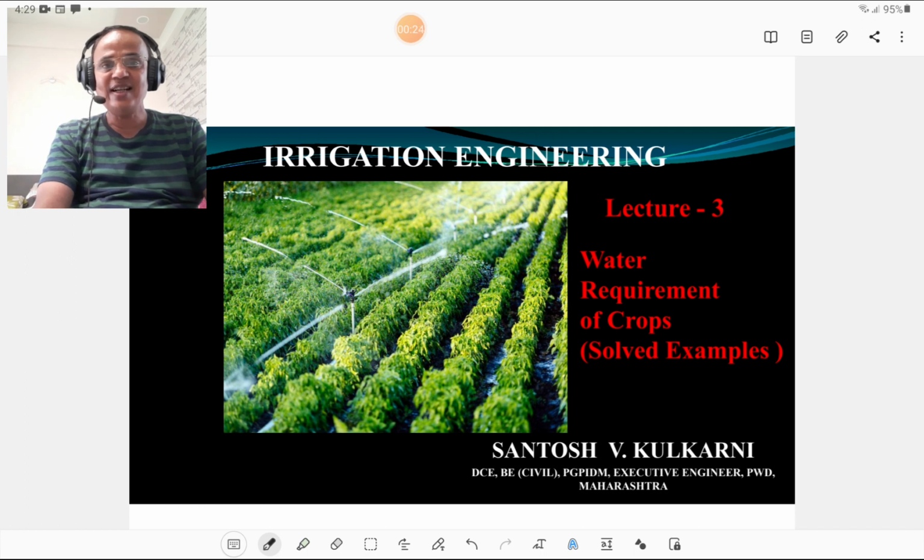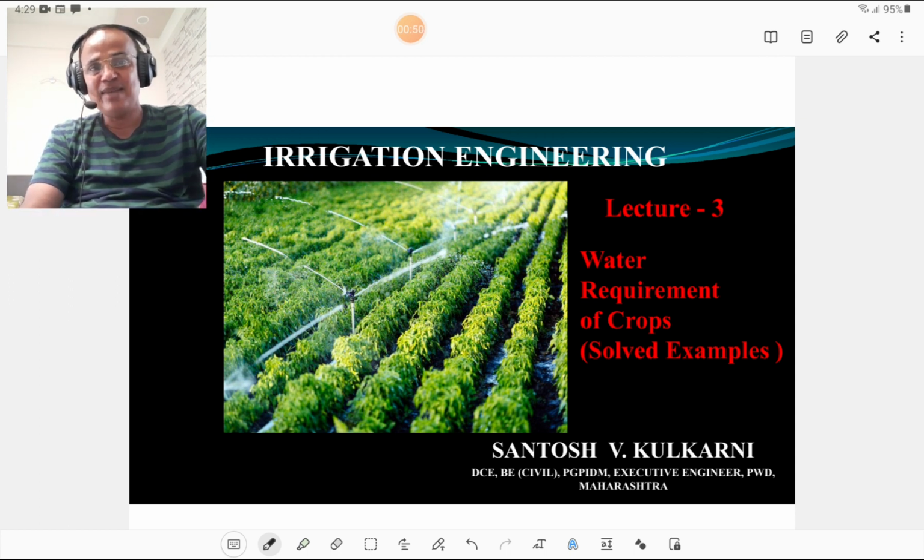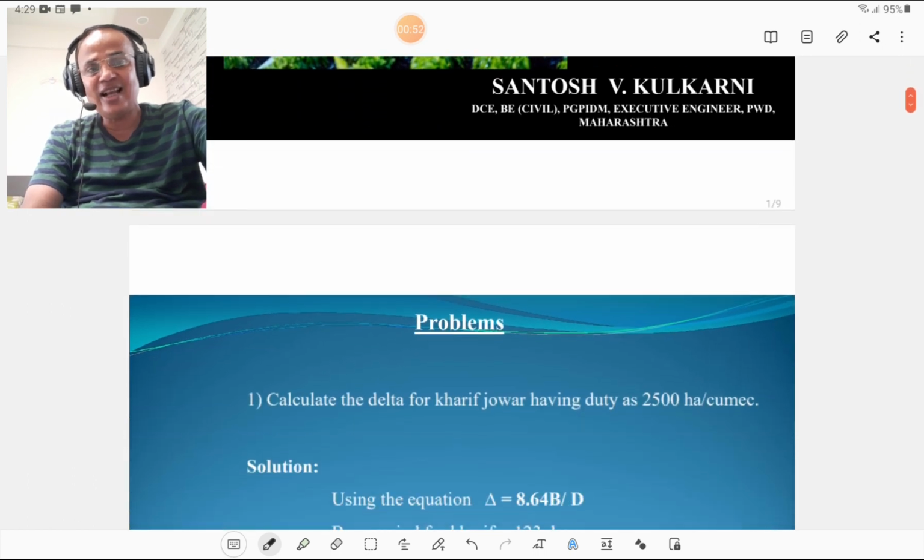These analytical examples might be useful for you for degree and diploma level examinations, as well as very useful for competitive examinations such as Maharashtra Public Service Commission, Maharashtra Engineering Services, as well as GATE, IES, and all other types of examinations. So let us start the subject irrigation engineering and my lecture number 3 on analytical examples.